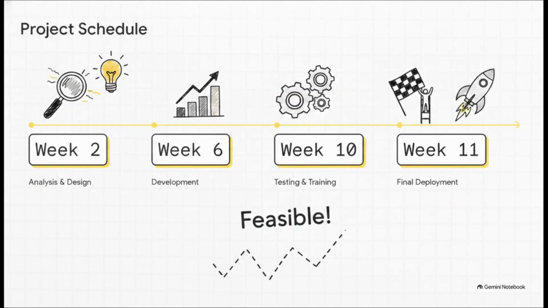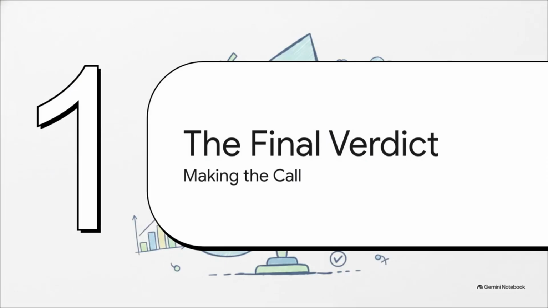What about the schedule? The analyst mapped it out perfectly. Analysis and design wrap up in week 2, development takes us to week 6, testing and training are done by week 10, with final deployment in week 11. It's a crisp 11-week turnaround that fits right into the term. Schedule, totally feasible. Which brings us to Section 5, delivering the final verdict.